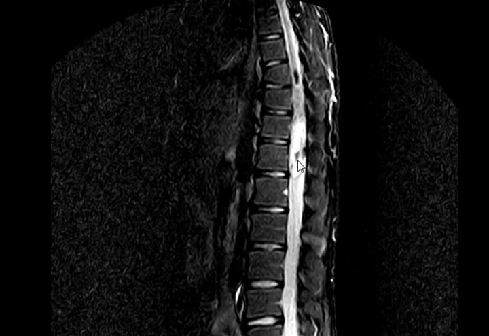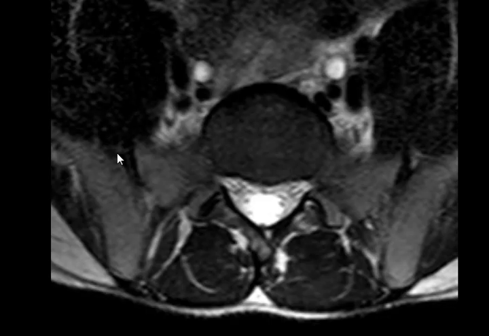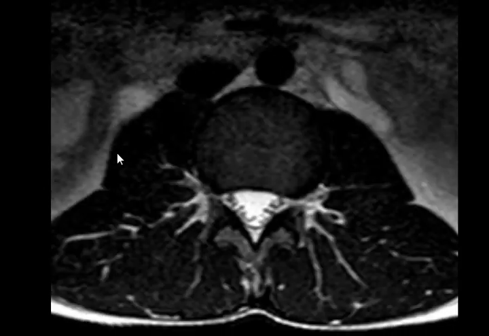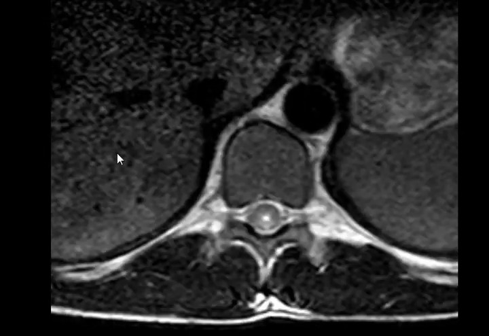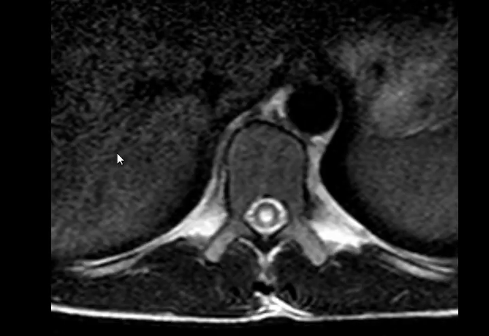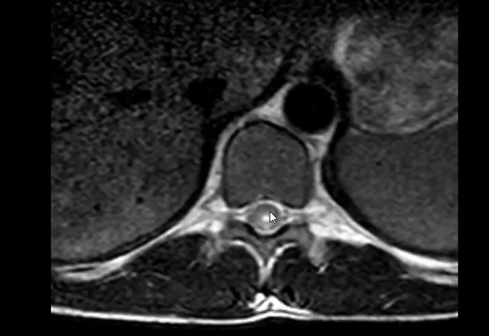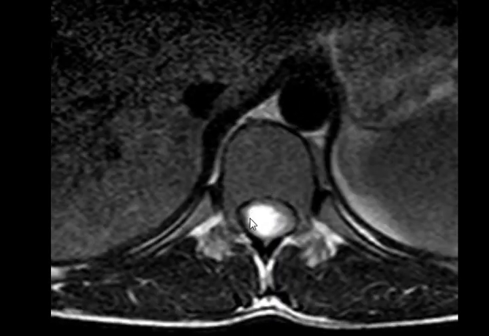Is this epidural, meaning extradural, intradural, or intramedullary? We have to localize the lesion. The lesion is at T11, T12, L1, L2, L3, L4, L5. So, let's go to the axial. Axial will help us know the location of the lesion relative to the spinal canal. This is the lesion, and this is the spinal cord. Where is it located?